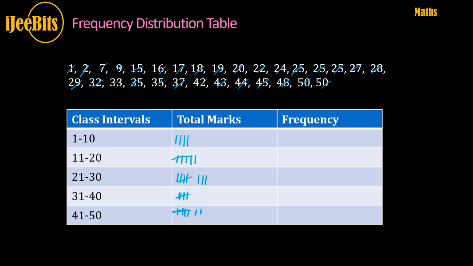So now my frequency would be, within the 1 to 10 class, how many observations did I make? Four observations. Correct, no? So I put four observations. So 11 to 20, how many have? I have 5 plus 1, 6 observations, right? And then here, this 5 plus 3, 8 observations. I have 5 observations. How many? 5 plus 2, 7 observations. So this is how my frequency distribution table can be constructed from the given raw data.